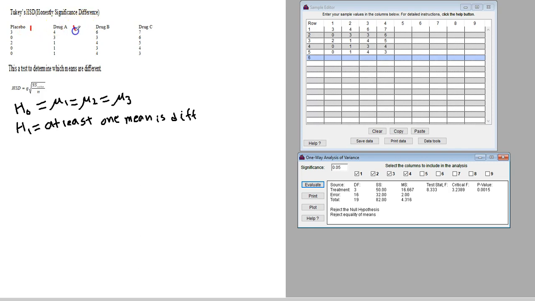And then we have drug A and drug B and drug C. If you look at each sample, we have 5 items in there. So that's a requirement for using Tukey HSD. What we want to do now is use this Tukey HSD to find out which mean is different. In other words, the placebo is going to go up against drugs A, B, and C. Then we're going to do the same thing for drug A against B and C, and drug B against C. In order to do that, we have to find something called HSD.